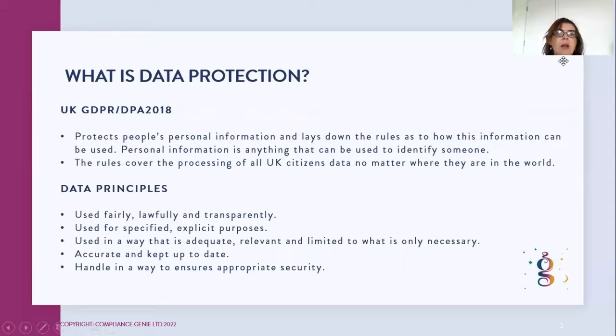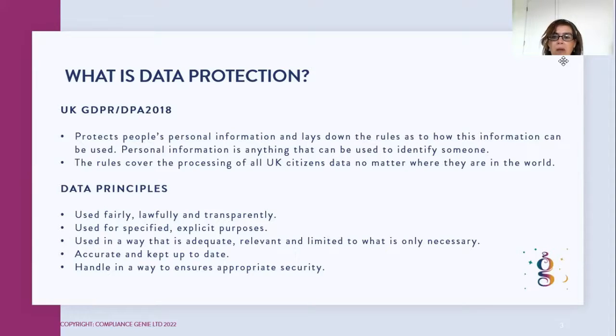Okay, so what is data protection? A lot of people will know it through GDPR. GDPR was actually incorporated into the UK system by the Data Protection Act 2018. UK GDPR, since we left Europe, has now been referenced as UK GDPR, so you will see that in some places.